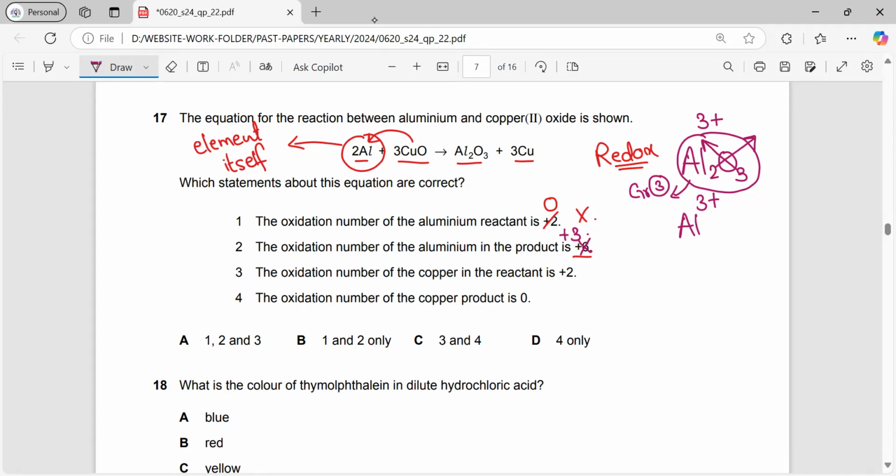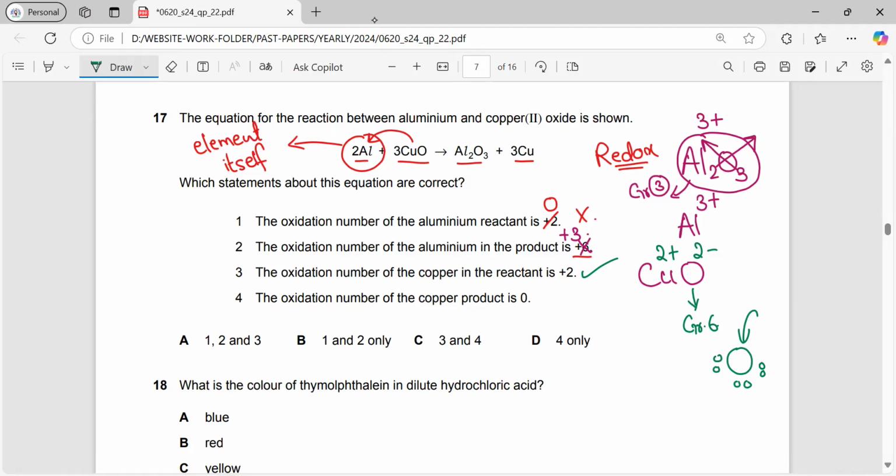Number 3, the oxidation number of copper in the reactant is +2. Let's see, we have CuO, copper oxide. Oxygen is present in group number 6, which means oxygen has a total of 6 electrons and it needs 2 more electrons to get completed. So oxygen always gains 2 electrons to become 2-. And if the oxide ion is 2-, then it makes copper 2+. So this is correct. Copper oxidation state is 2+.